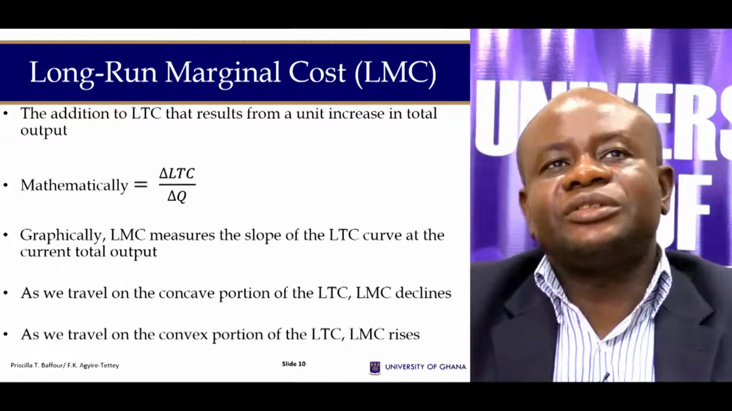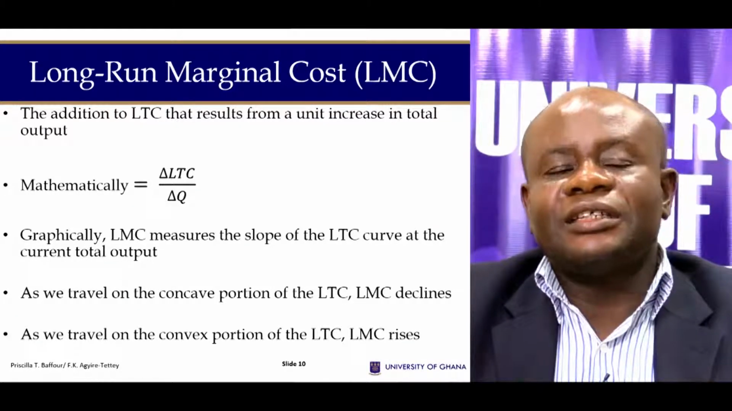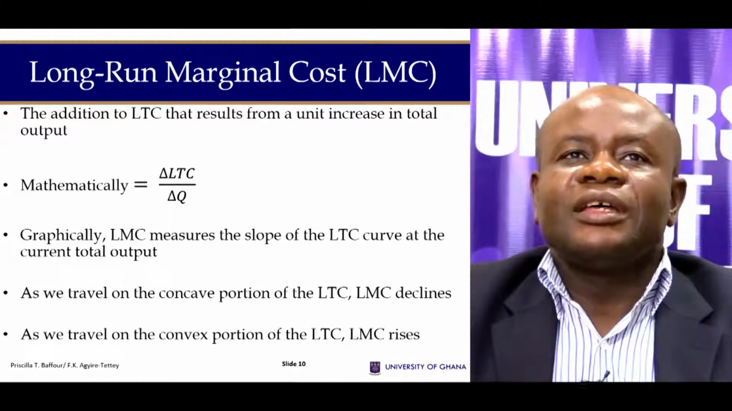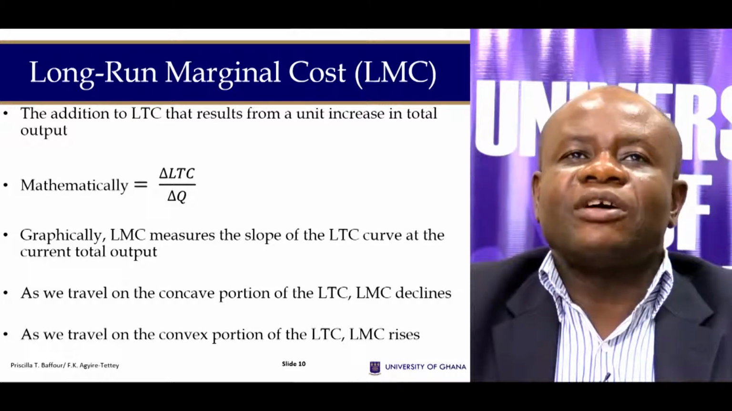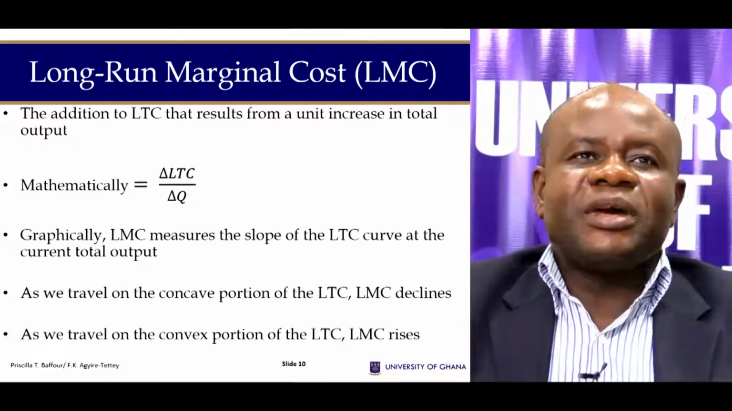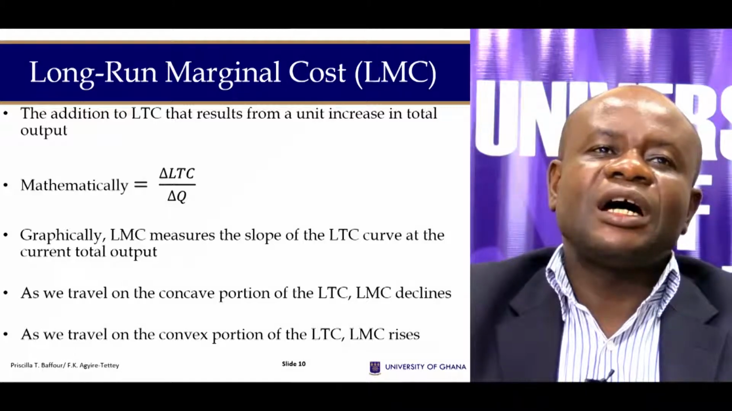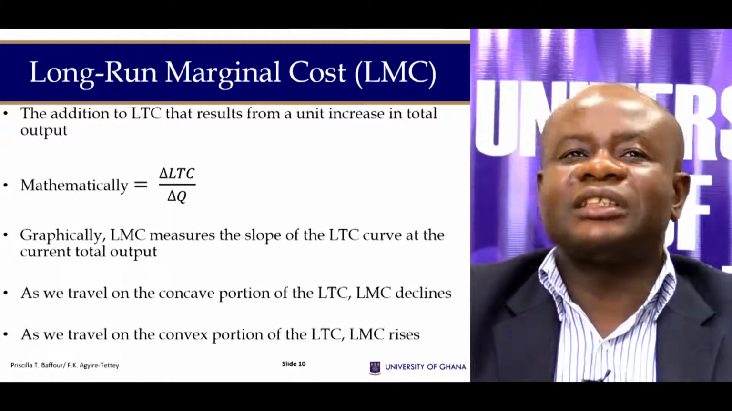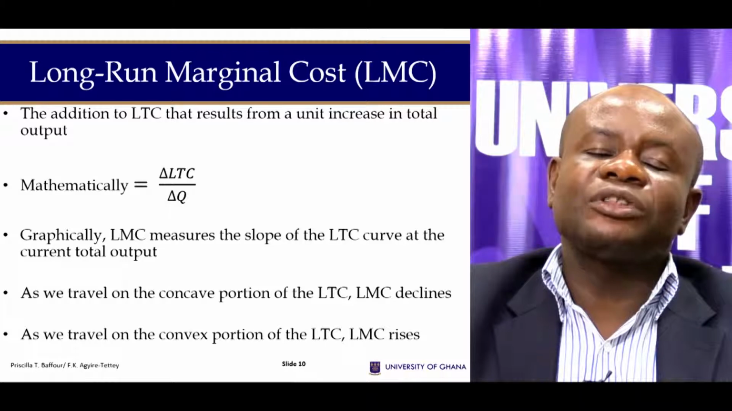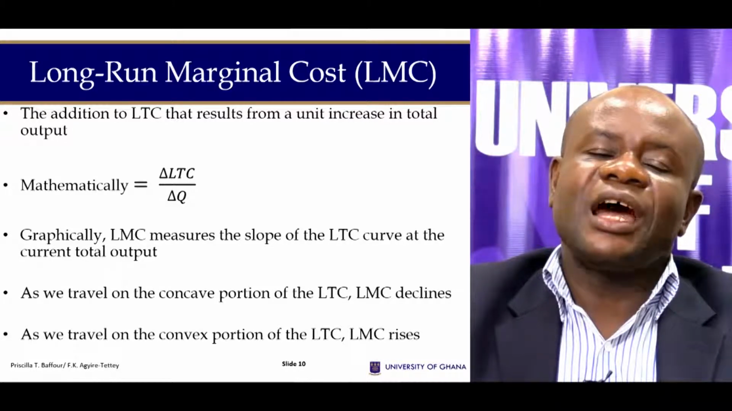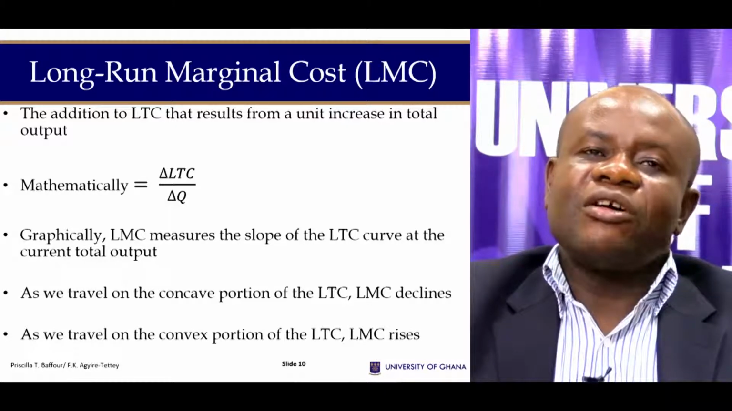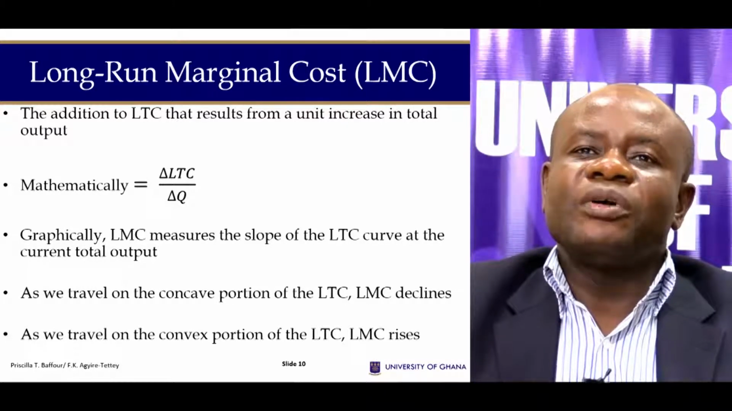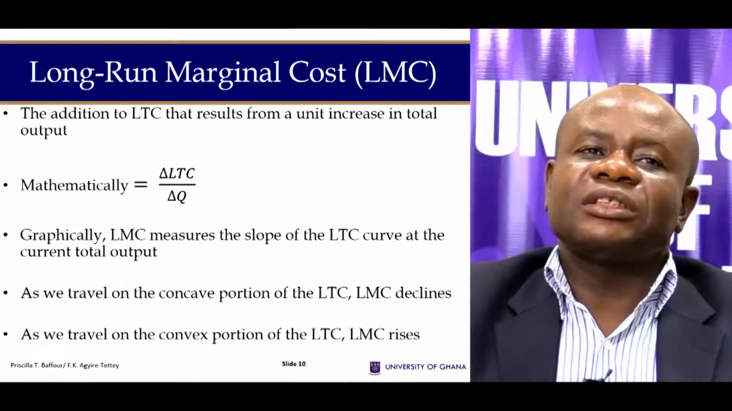The addition to the LTC, that is the long-run total cost curve, that results from a unit change in output, is the marginal cost. In other words, the marginal cost measures the rate of change in the total cost. Mathematically, it is given as the change in the long-run total cost divided by the change in output. Graphically, the long-run marginal cost measures the slope of the long-run total cost curve at any given output level.